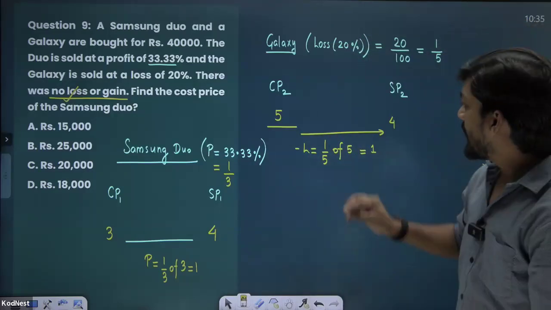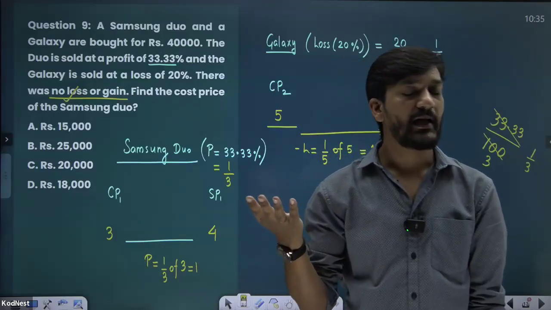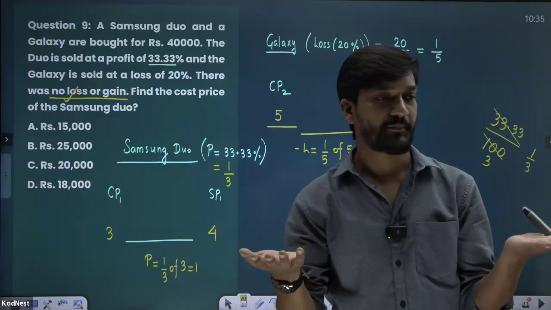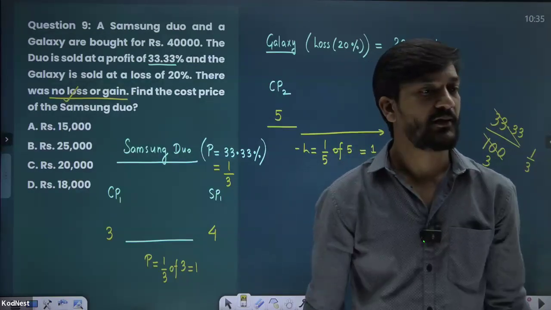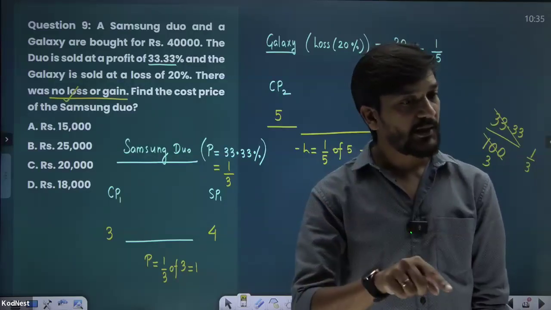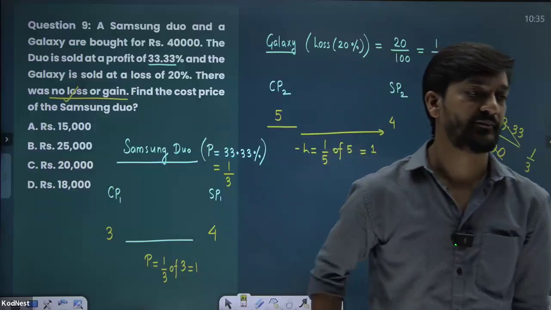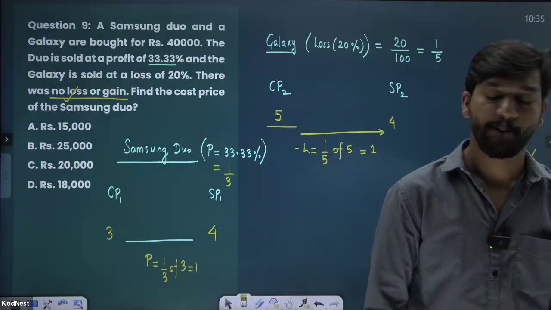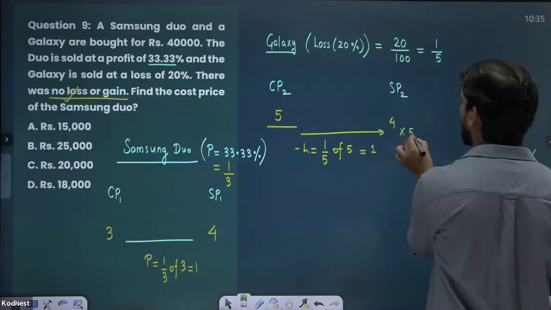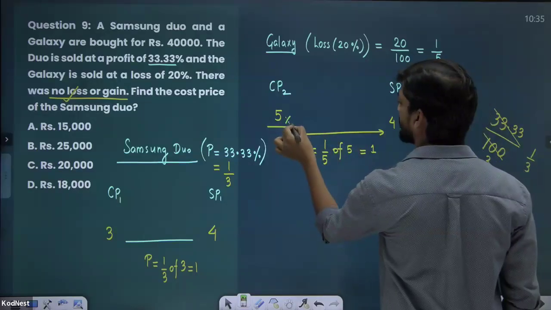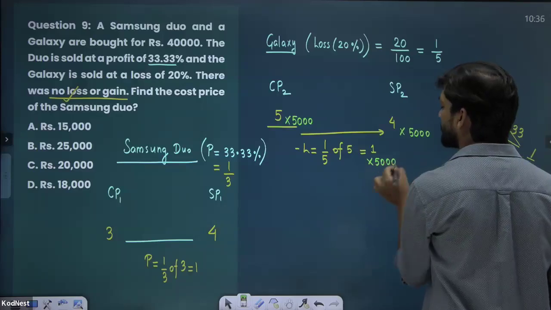8 rupees. 5 plus 3, 8 rupees right now. How much do I want? Read the question. 40,000. What should I multiply so that I will get 40,000? 8 into how much will give you 40,000? 5,000. So my dear, everywhere multiply with 5,000. And you will get all the values.